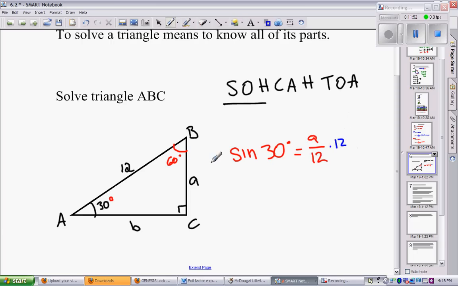Multiply by 12. You take 12 times the sine of 30 degrees. You can typically plug this all into your calculator at once, or you can use that nice chart that we made and know that the sine of 30 degrees is 1/2. To get 12 times 1/2, A is 6.